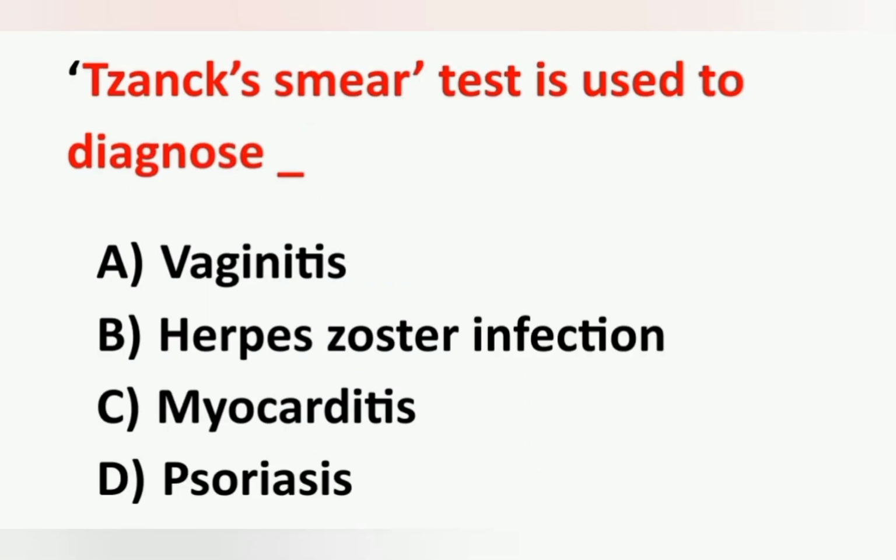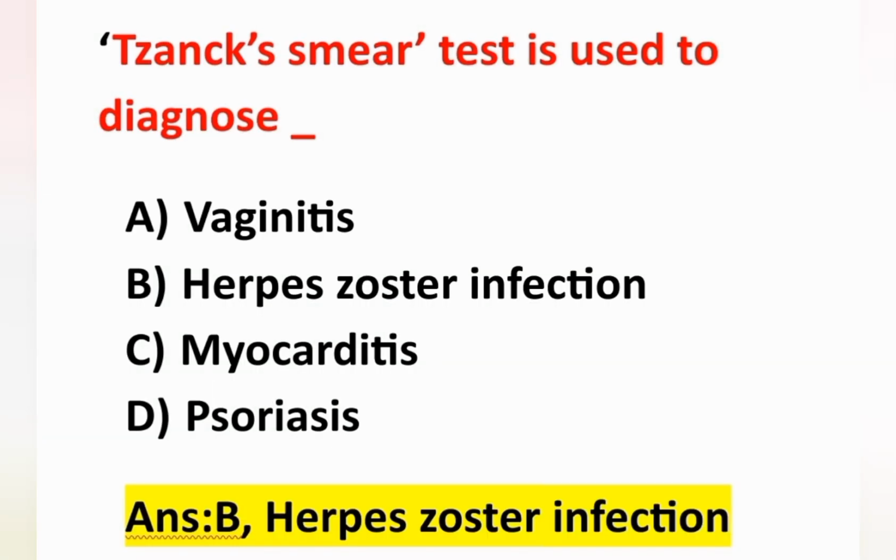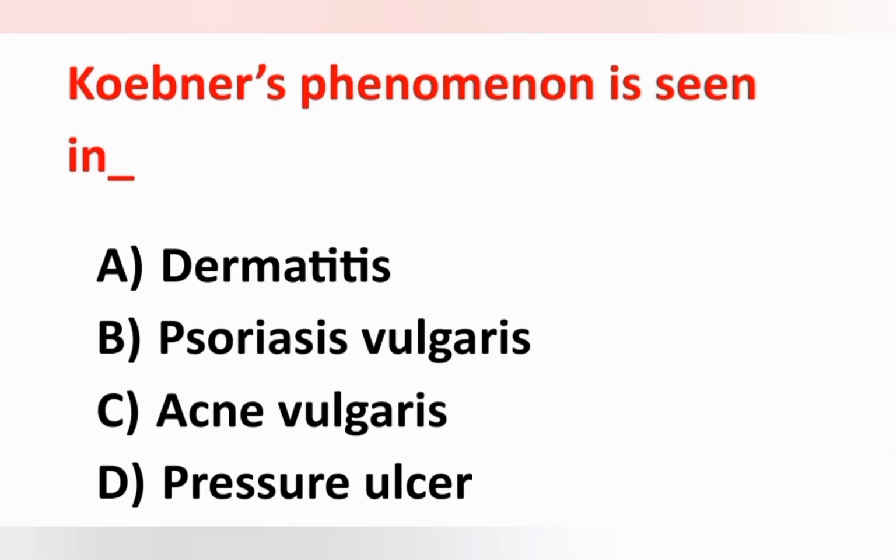The next question, Tzanck smear test is used to diagnose. Options are option A, vaginitis, option B, herpes zoster infection, option C, myocarditis, and option D, psoriasis. Tzanck smear test is used to diagnose option B, herpes zoster infection. This Tzanck smear test is a microscopic assessment test used in the diagnosis of viral infections such as herpes simplex or herpes zoster infection.